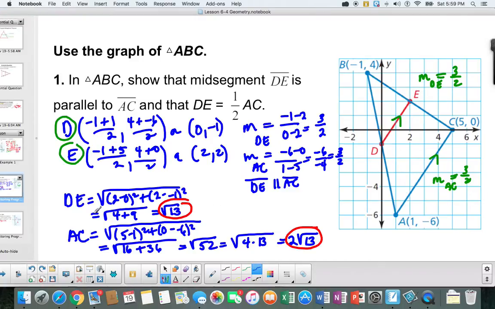Now I'm going to find the distance DE, and the distance DE ends up being √13. And then when I find the distance AC and simplify it, I find it's 2 √13. So again, this appears to be twice as big as this, and this appears to be parallel to this.